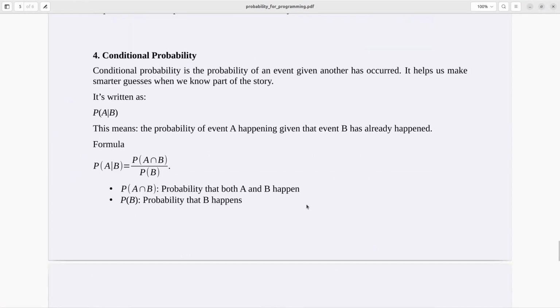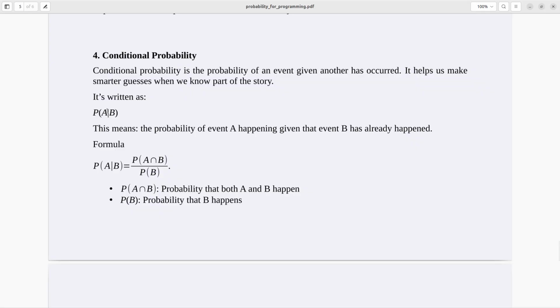Okay, let us talk about the next topic about conditional probability. The conditional probability is actually the probability of an event given another event has occurred. So the important word is here, given, okay? So the conditional probability helps us to make smarter guesses when we know part of the story. So if we have some probability given beforehand, we can use this given probability to make a smarter guess, okay?